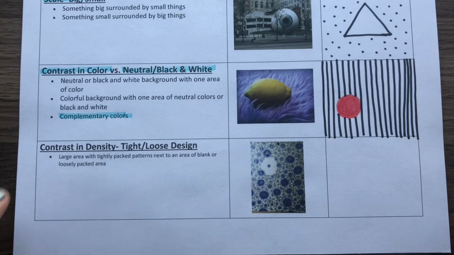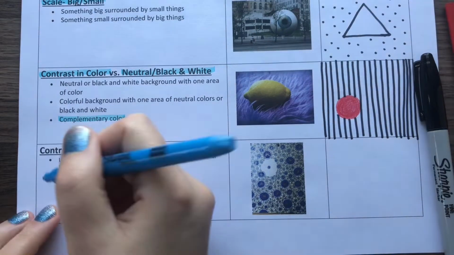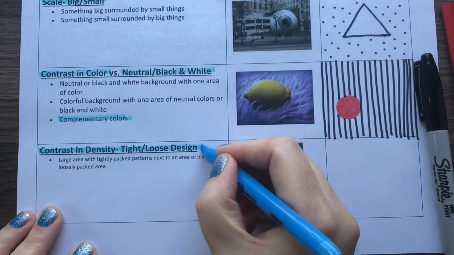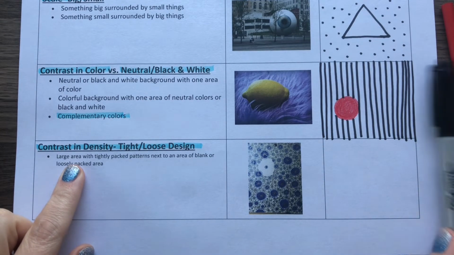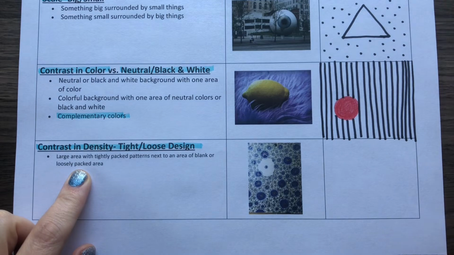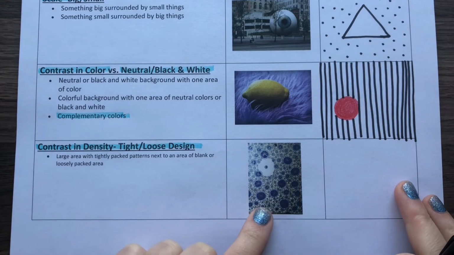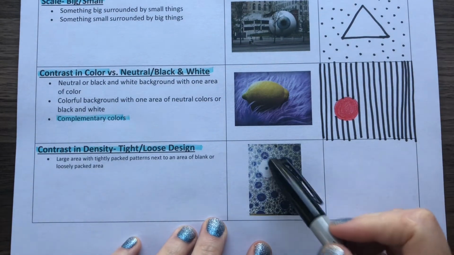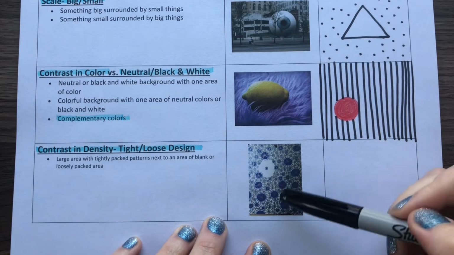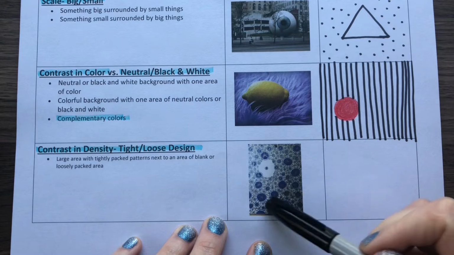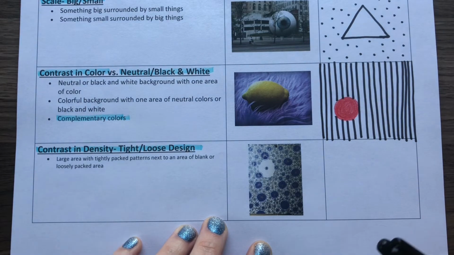So this last one is contrast in density. That means how loose or tight a design is. You can have a large area with tightly packed patterns next to an area that is blank or loosely packed, and you can have the reverse as well. Like this one right here, this area is emphasized. That means you notice it first, right? Because this area has tons of stuff in it and this area doesn't. Because this area doesn't have a lot of stuff in it and this area does, it's emphasized.